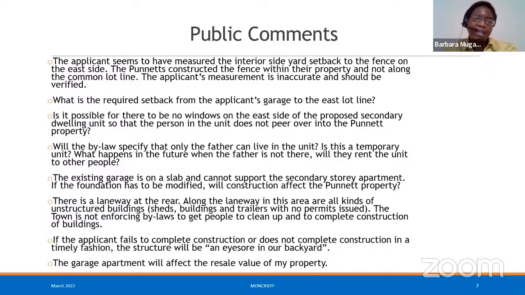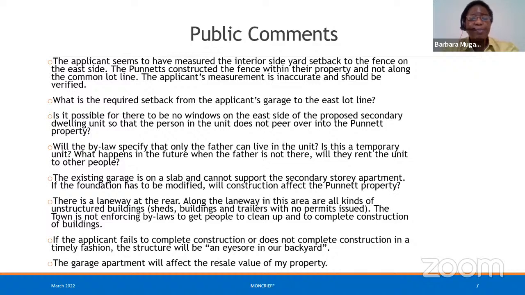So I have to sort that out with the applicant, and I will report back to committee at the subsequent meeting. They have asked about the required setback from the garage to the east lot line. Because this structure is presently under 60 square meters, the setback requirement is 1.2 meters. But should the application be approved, then the requirement will be 1.5 meters for a structure that would be over 60 square meters. And we have to determine and see if they're going to comply with that setback requirement.